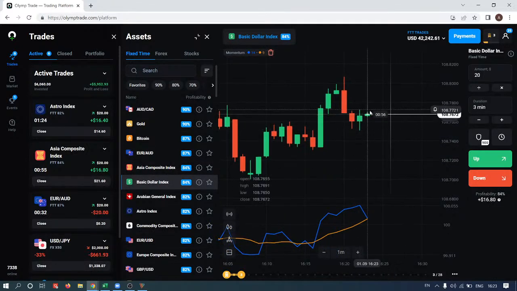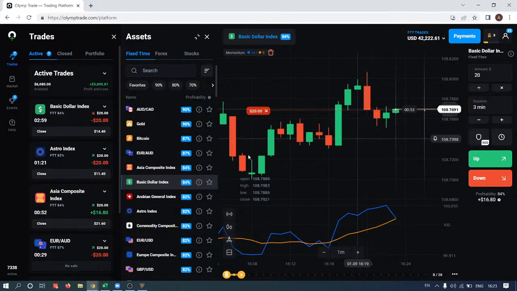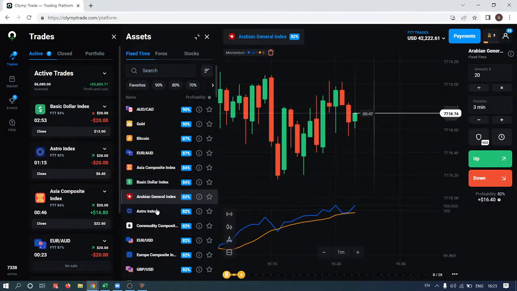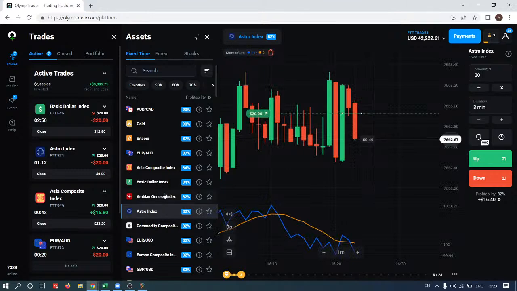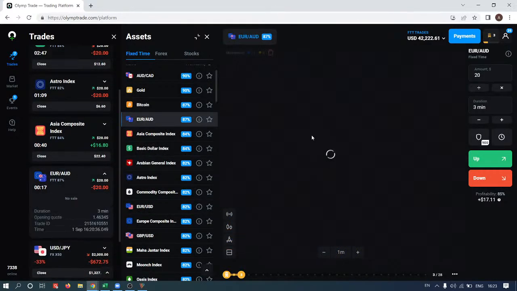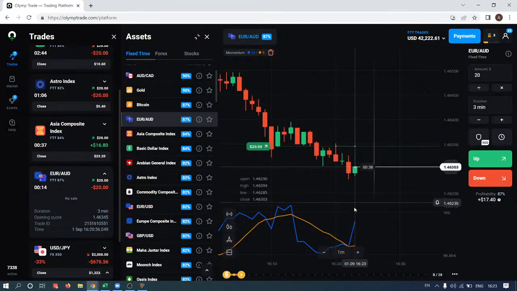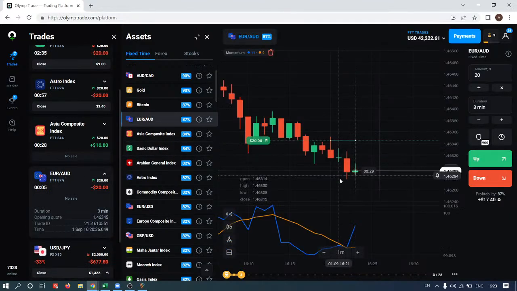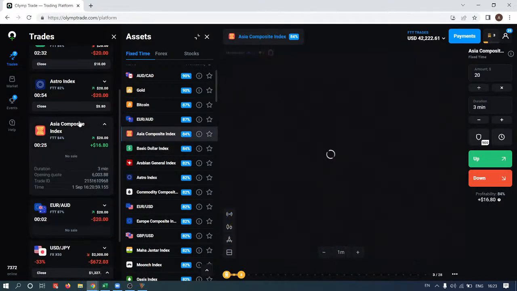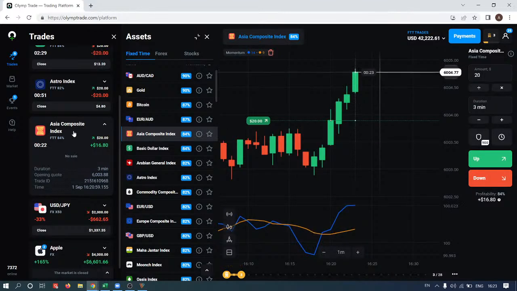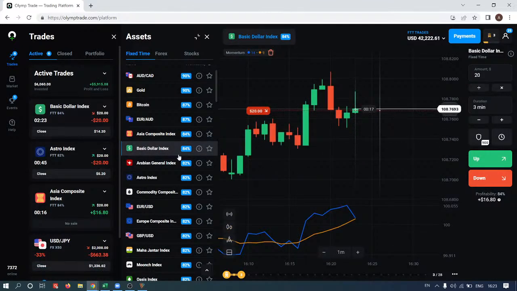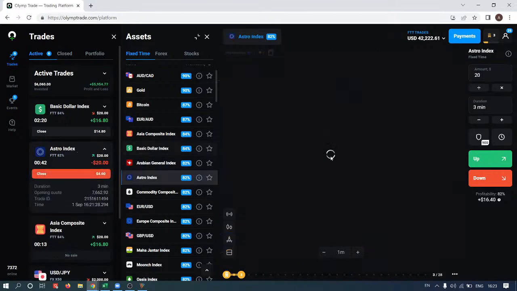Okay, BDIX. So yes, this dollar index once again. That's probably my second trade on BDIX. So basic dollar index. Wow. Unfortunately, this trade will close with a loss. Unfortunately, yes. And yes, there's this Euro AUD. Asia Composite Index is probably my next profitable trade. And I have two more, basic dollar index and Astro.